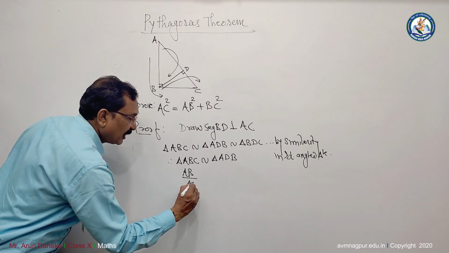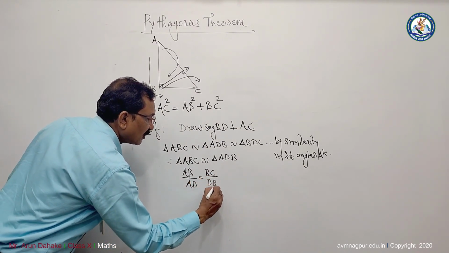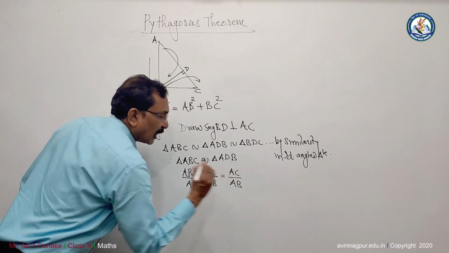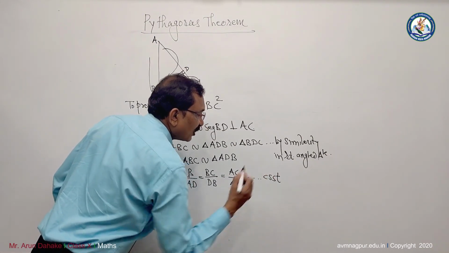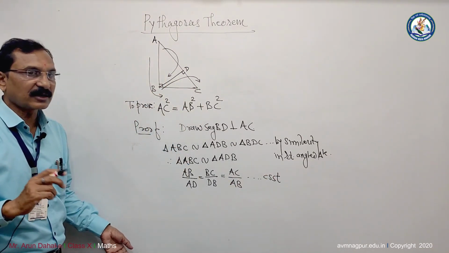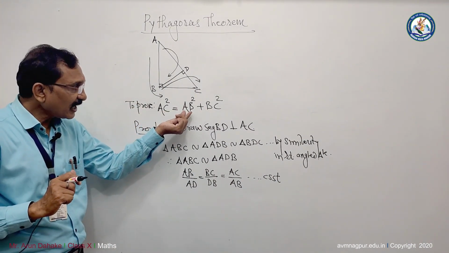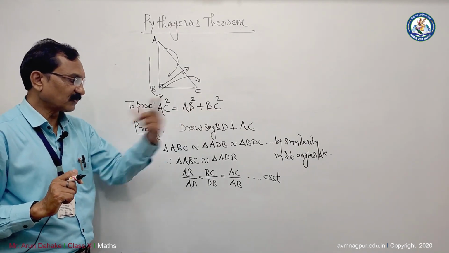AB upon AD is equal to BC upon DB is equal to AC upon AB. And this is what? CSST, corresponding sides of similar triangles. What is the result? The result is AB square plus BC square. We have to prove this one.